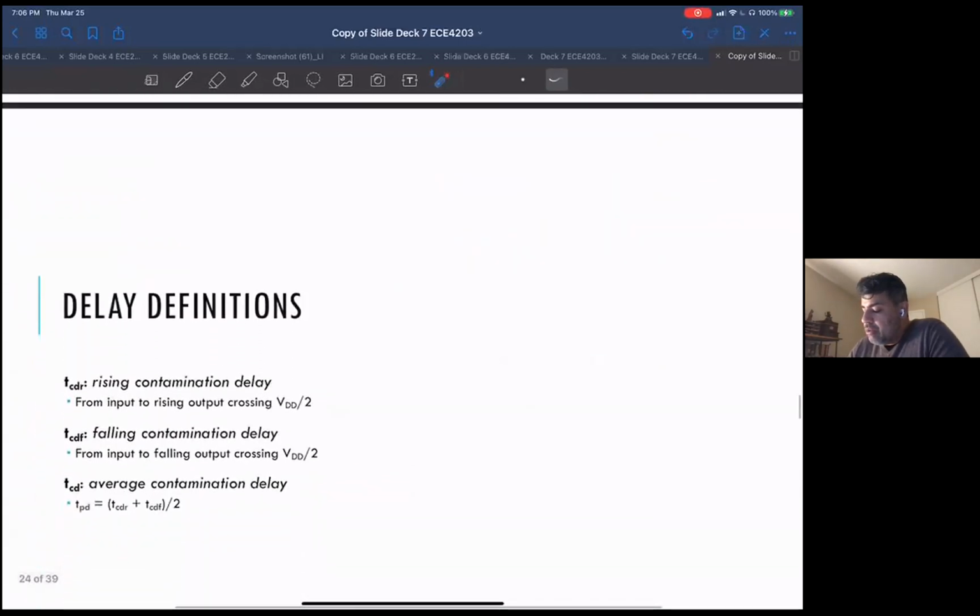Now when you have other circuits, let's say if you have a NAND gate, oops, how did I do that? See, if you have a NAND gate.